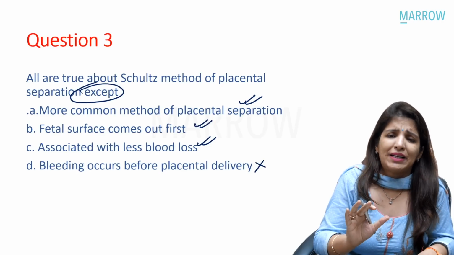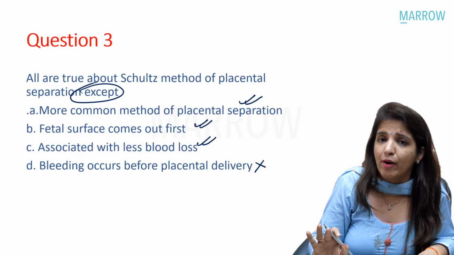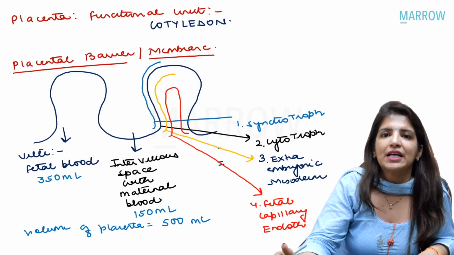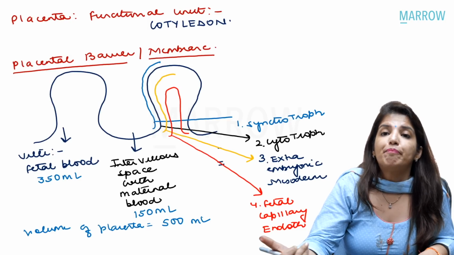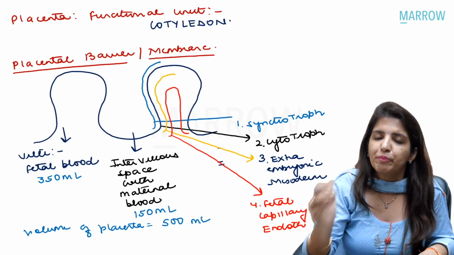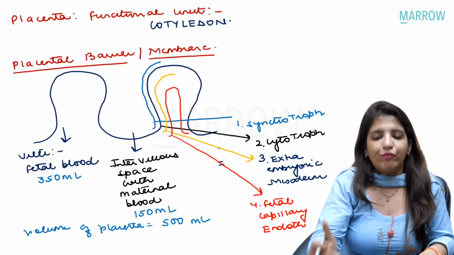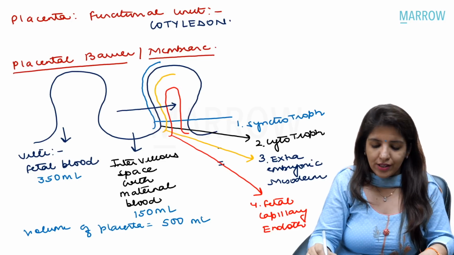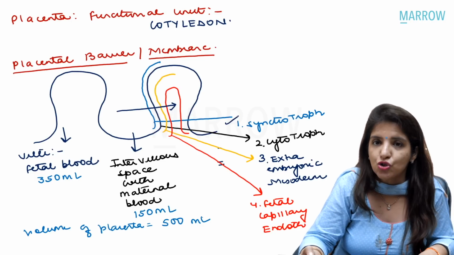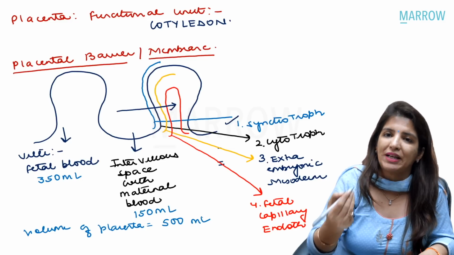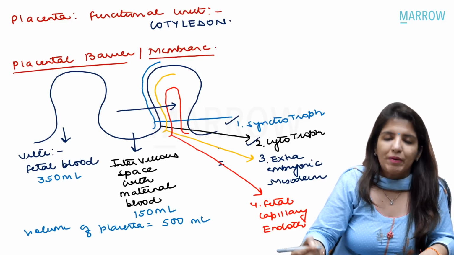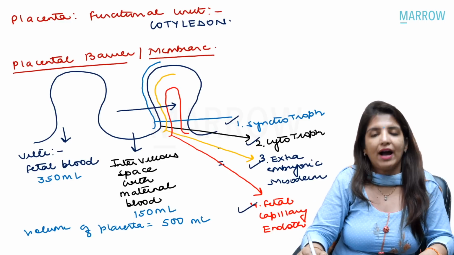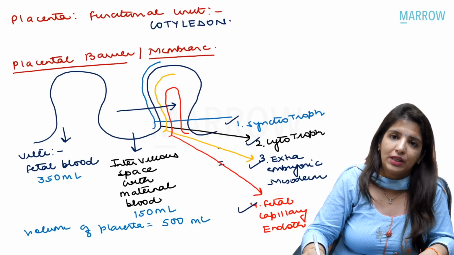Now, in the entire placenta, I know you remember every other thing about placenta. The one thing which you tend to get confused about is how the placental barrier or placental membrane is formed. Please revise that from inside to outside, the placental barrier or placental membrane is formed by, number one, syncytiotrophoblast. Then it is formed by cytotrophoblast. Then we have the extra embryonic mesoderm, and then we have the fetal capillary endothelium.